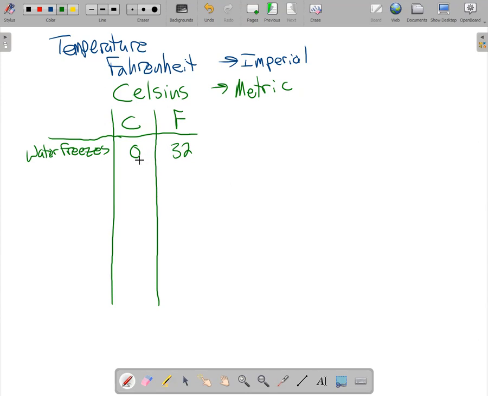Let's see, what is another common one? 100 degrees, I'm going to leave a little space there. So 212 degrees Fahrenheit is when water boils. And again, that is sea level. Most of us are close enough to sea level that it's good enough. So 212 degrees Fahrenheit versus 100. And some numbers in between would be human body temperature.